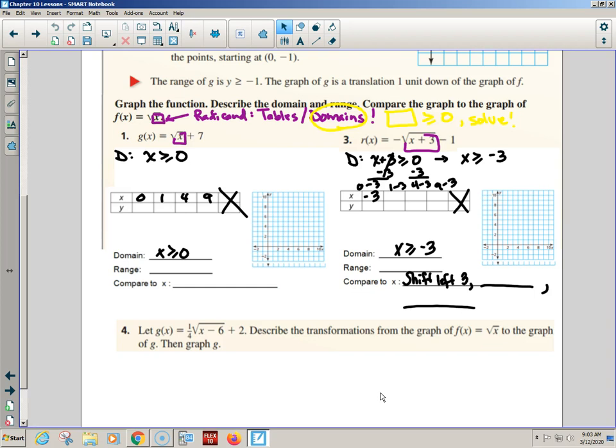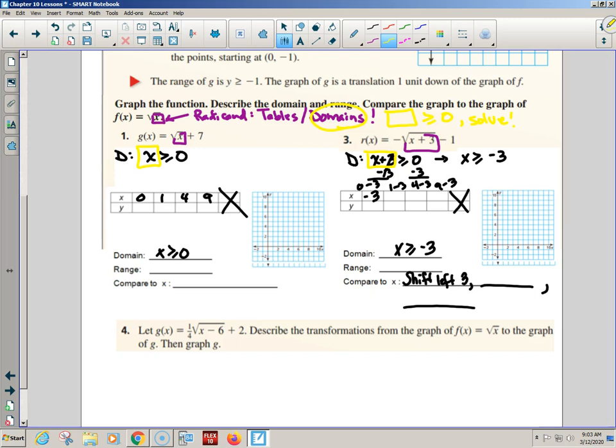But I gave you my version of how to find domain. For domain, you set the box, the radicand, greater than or equal to 0. We did that here. I just didn't put the box around it. In that one, all that was underneath the radicand was x, so 0, 1, 4, 9 were perfect. But this one was a little different. I had an x plus 3, where I needed to subtract the 3. That was my domain, x greater than or equal to negative 3.